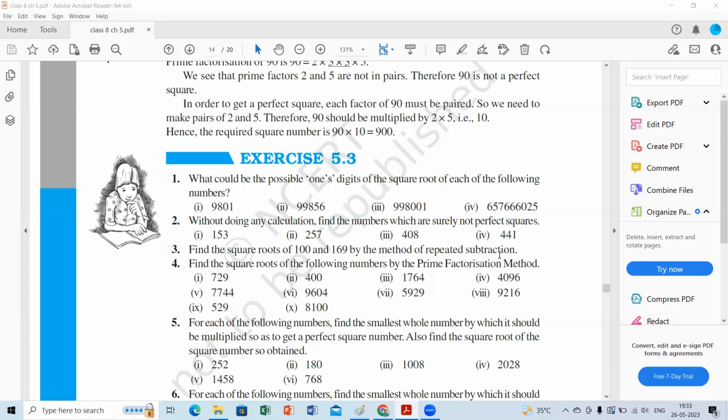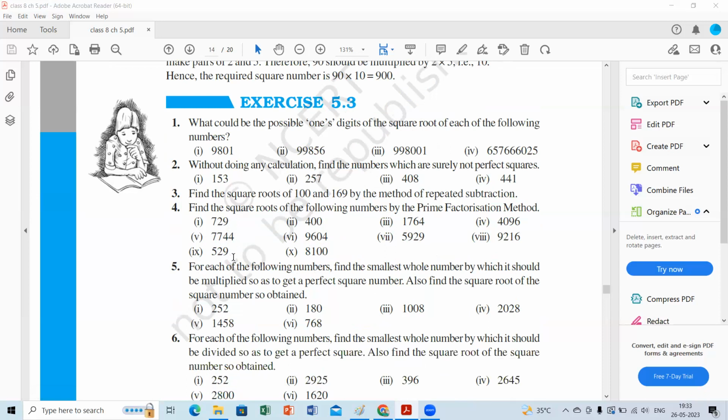441 last may be possible in these cases. 2, 3, 7, 8 are not possible. Next, 441 is 21 square. Harshit? Ma'am, 441 is the square of 21. Yeah, it's 21. Very good. Till 25, you should be thorough, children.